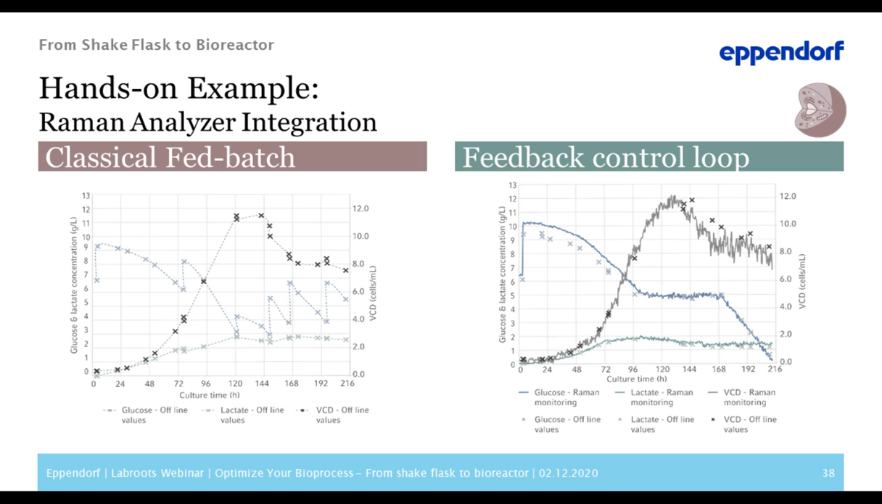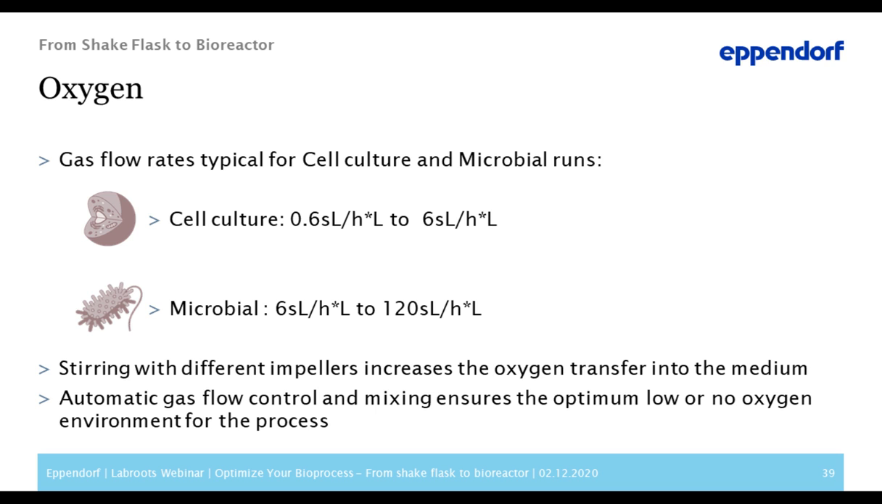The positive effect of this automated feeding is that the overall lactate concentration, so the metabolic product that you always have in a process, but the lower the better, is lower in the feedback control loop compared to the fed batch run.